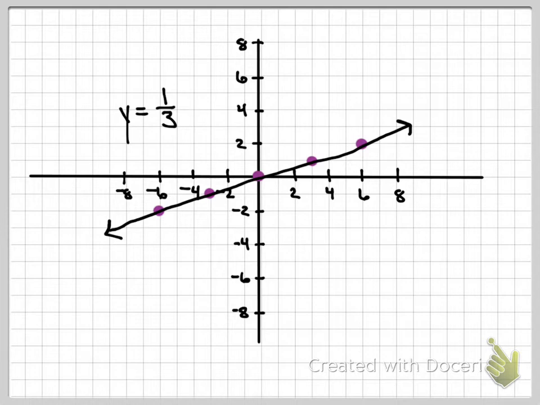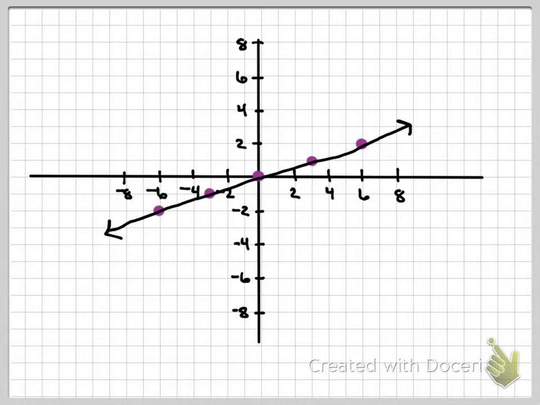Now, what if, for a minute, all I could see is the line? What if all I could see is the line, and I asked you, what is the function rule that goes with this graph? You're like, how in the world would I come up with that? Well, there's a way, okay?